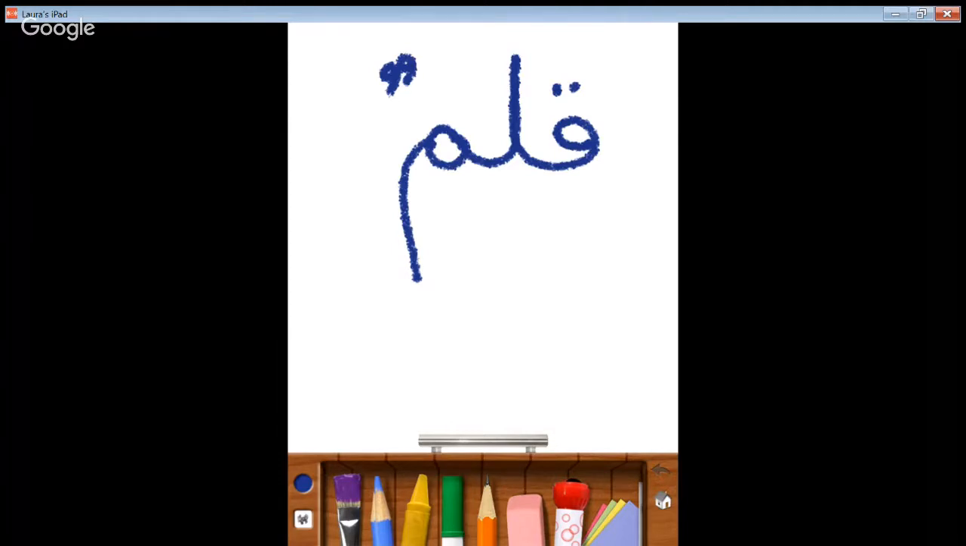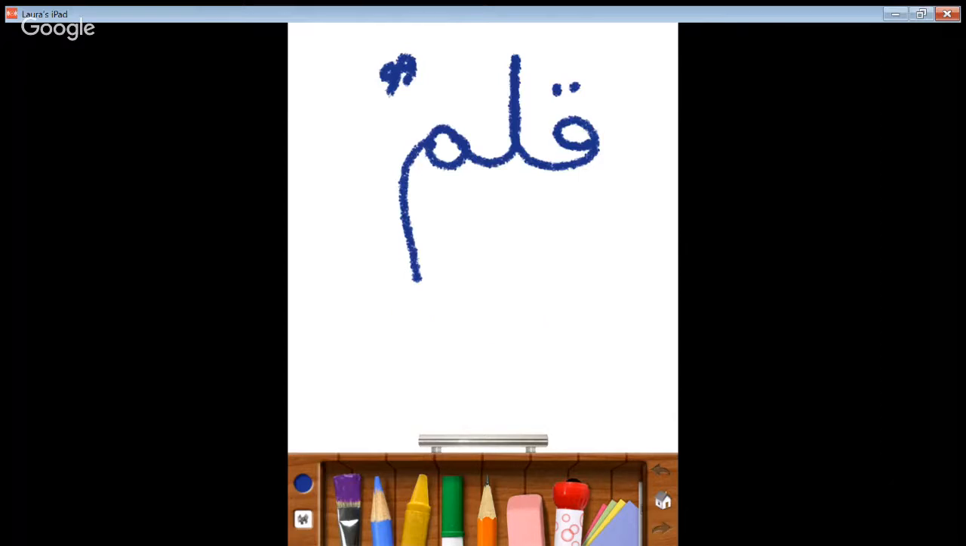So the way we pronounce it when we're trying to say a pen is kalamun. Kalamun means a pen. So kalam is pen and kalamun is a pen. Kalam also is a pen, but in proper grammar, to say it properly, we say kalamun. So we add a double dhamma to the end of the word.